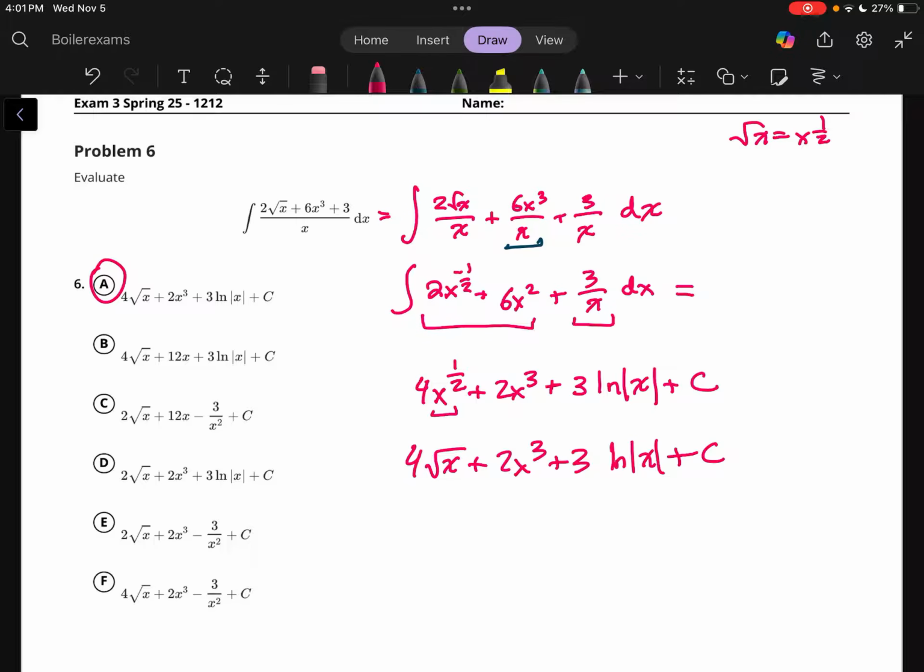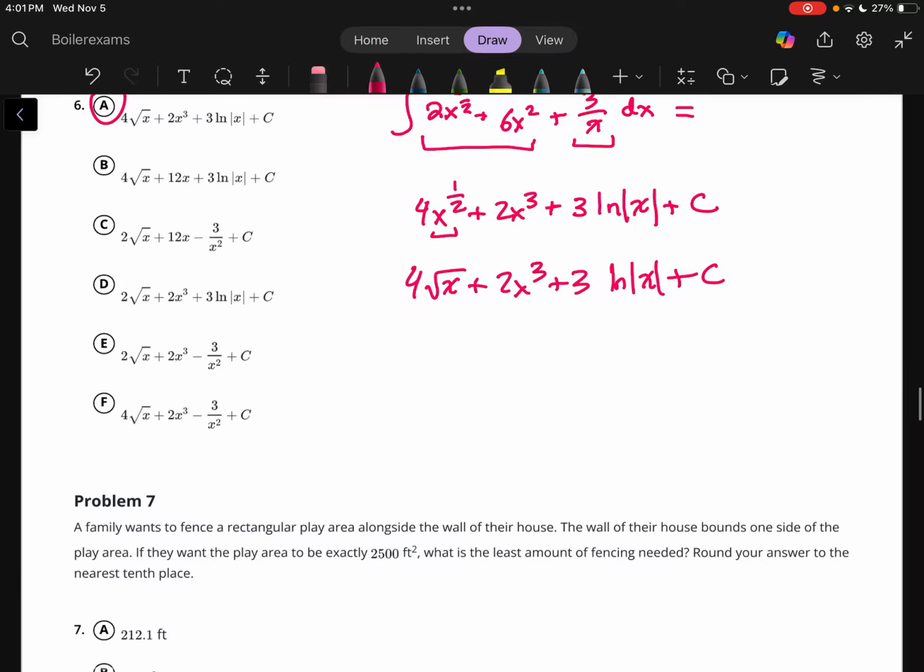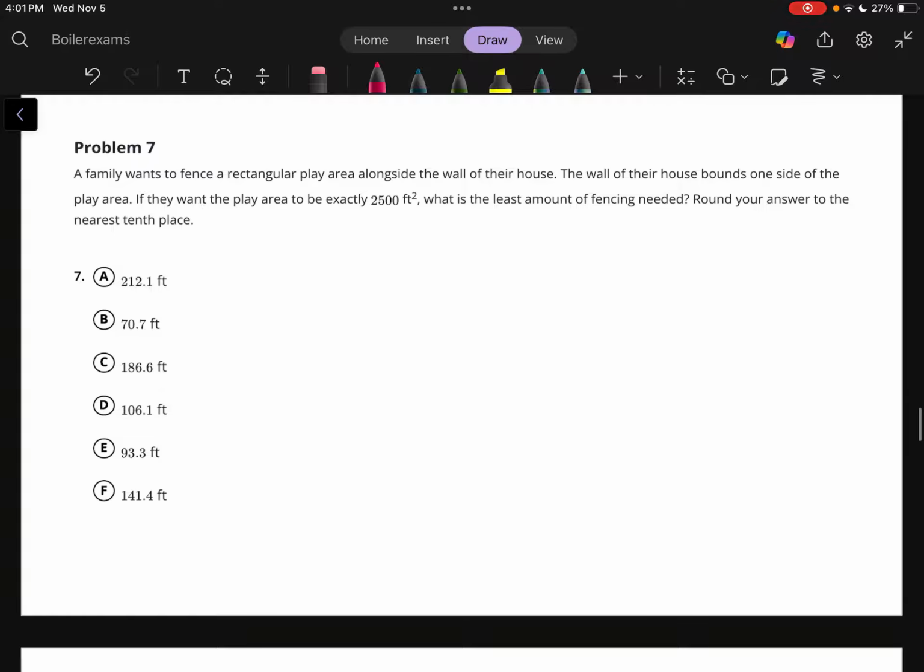All right, moving on to question 7. Question 7 says, a family wants to fence a rectangular play area alongside the wall of their house. The wall of their house bounds one side of the play area. If they want the play area to be exactly 2,500 feet squared, what is the least amount of fencing needed?